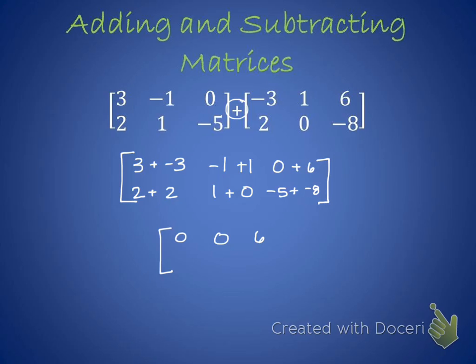6. Very good. What's the answer to 2 plus 2, Josiah? 4. What's the answer to 1 plus 0, Talisha? 1. What's the answer to negative 5 plus negative 8, Jordan? Close. Kim? If it's not negative 12, it's what, Michael? Negative 13. Very good. Yes, okay? Now remember this.